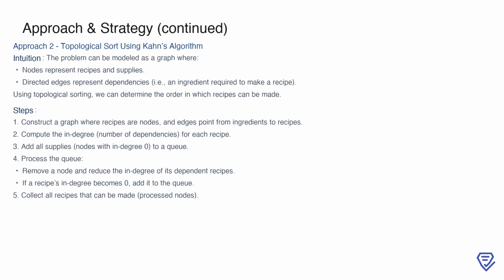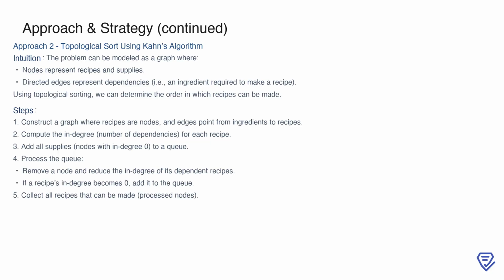A more systematic and efficient solution involves modeling the problem as a graph and using topological sorting, specifically Kahn's algorithm. In this graph, nodes represent the recipes and supplies, while directed edges denote the dependencies, essentially, an ingredient pointing to the recipes it's required for.